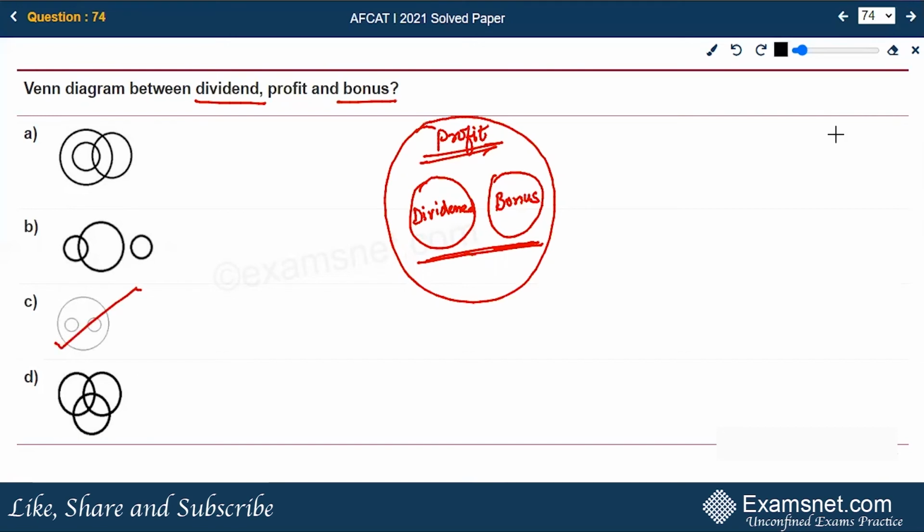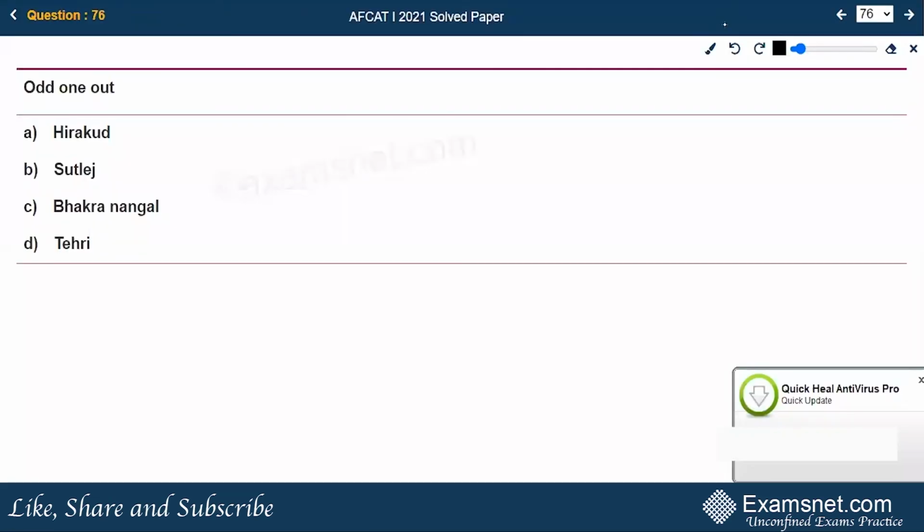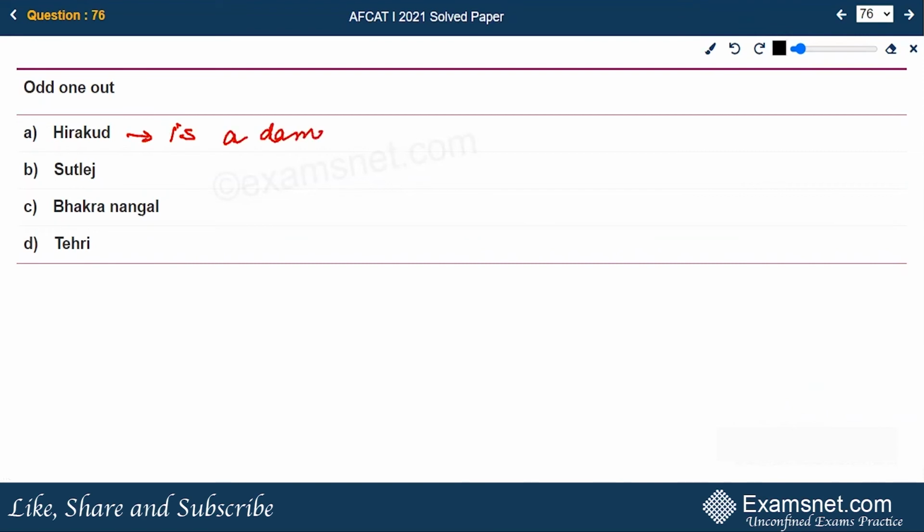Next, question number 75. Question number 76. You have to pick the odd one out of Hirakud, Satluj, Bhakra Nangal, Tehri. Let's see one by one. Hirakud is a dam which is built across the Mahanadi River in the state of Odisha, India.